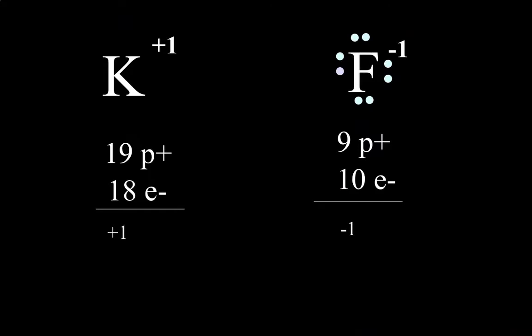Now let me explain to you why potassium became positive and fluorine became negative. So potassium used to have 19 protons and 19 electrons for a neutral charge. But now potassium has 19 protons and only 18 electrons, and that makes it a +1 charge. Fluorine, on the other hand, used to have 9 protons and 9 electrons for a neutral charge, but now it gained a negative electron and it became 9 protons and 10 electrons for a charge of -1.